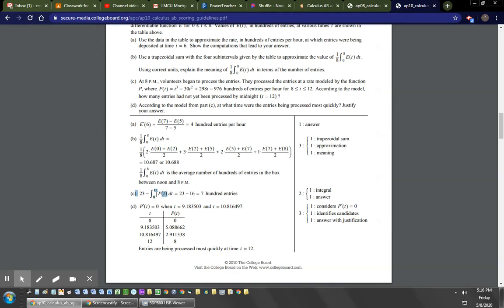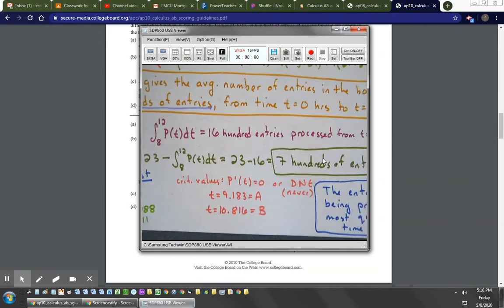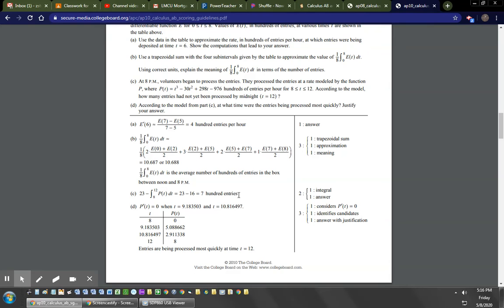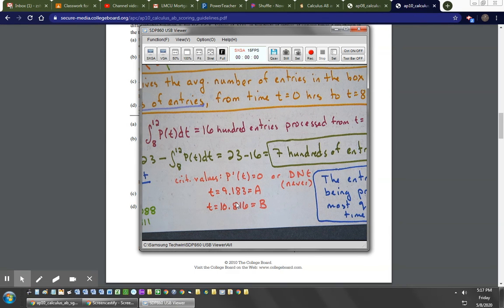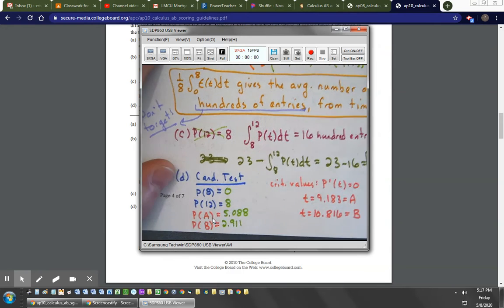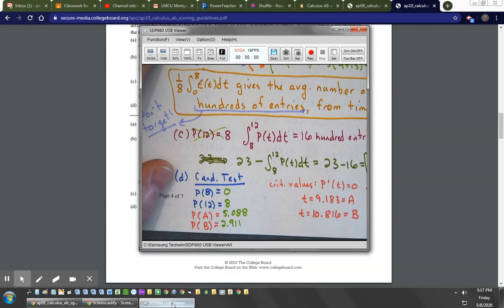See, this is what Corpy did. He put that in right away, so he calculated it that way. But ours ended up being the same. I mean, I said it eventually, right? We put it in there eventually. We got to the 700s of entries. And then look, there's their justification. They didn't say any words here. They just did their crit values. They showed why these were crit values because P prime of t equals 0. We said the same thing. P prime of t equals 0 for these, and then D and E never. Then they made a chart of those values, and we made a chart of those values. And then they said they're being most processed at time 12. Hey, all right, good job.